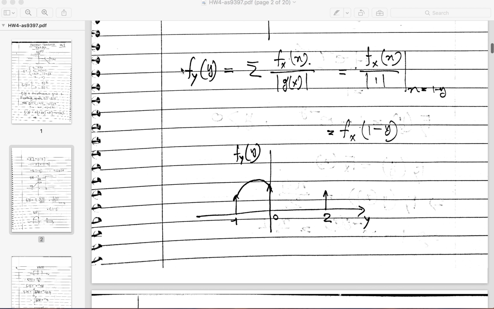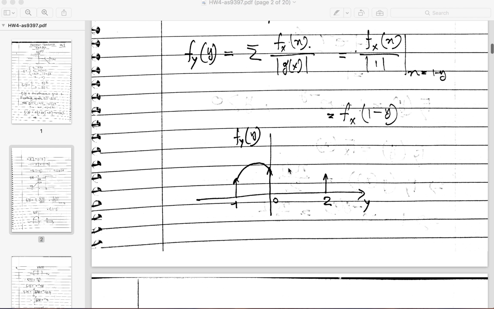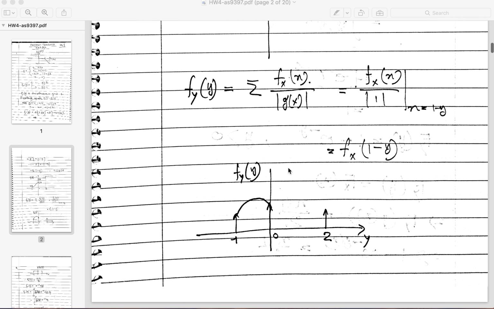Now we find out small fy of y. We take the summation over all the solutions of fx of x divided by the modulus of g dash x. So this equals fx of x divided by the modulus of 1 at x equals 1 minus y, which turns out to be fx of 1 minus y. So fy is nothing but impulse functions at minus 1, 0 and 2, and fy of y lies between minus 1 and 0 like this. So that's it for question number 1.